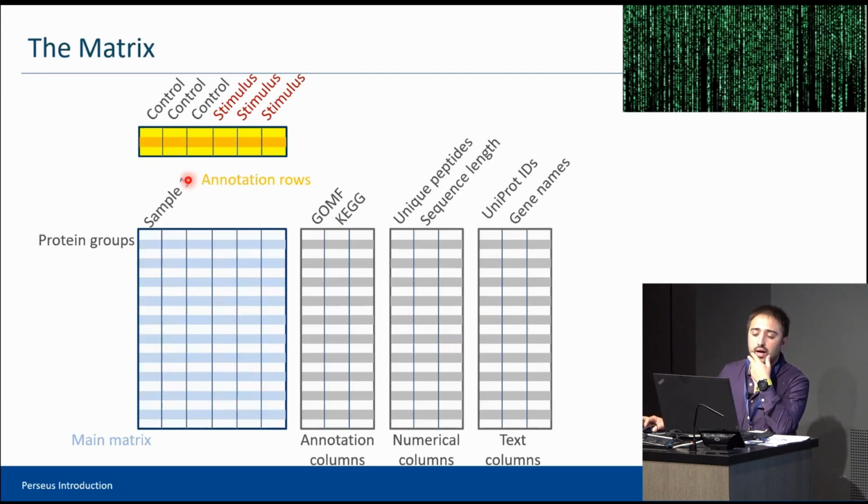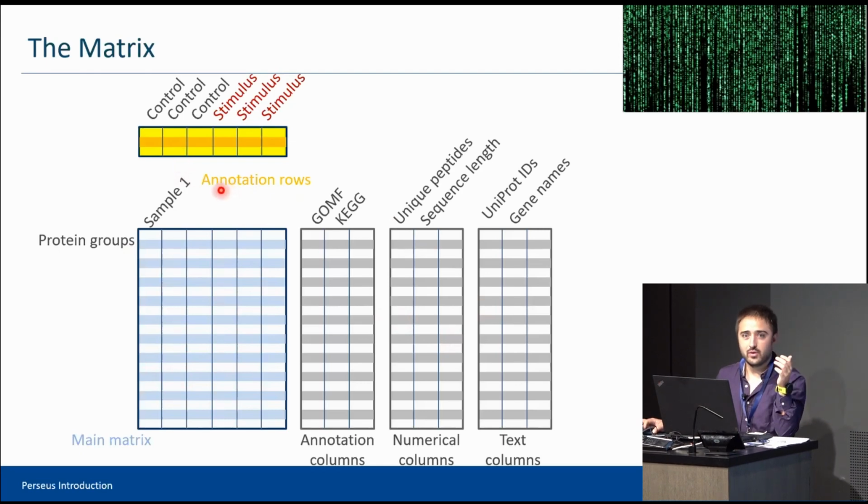So you'll probably have some kind of column telling you if the sample was a control sample or in the stimulus side. You will have it annotated below the main matrix. Exactly. Or if you had replicates, then it will say replicate 1, replicate 2, replicate 3. But you will see it later as well.